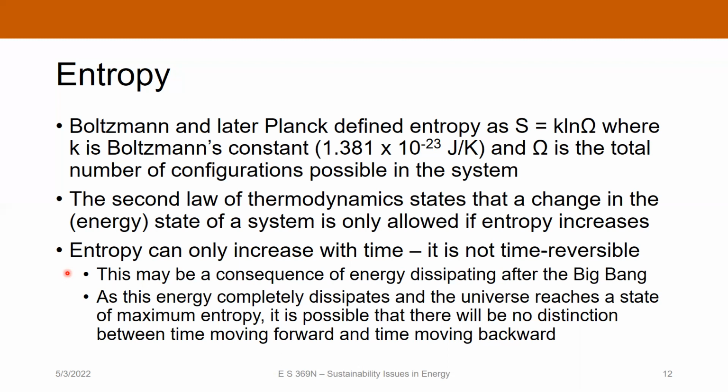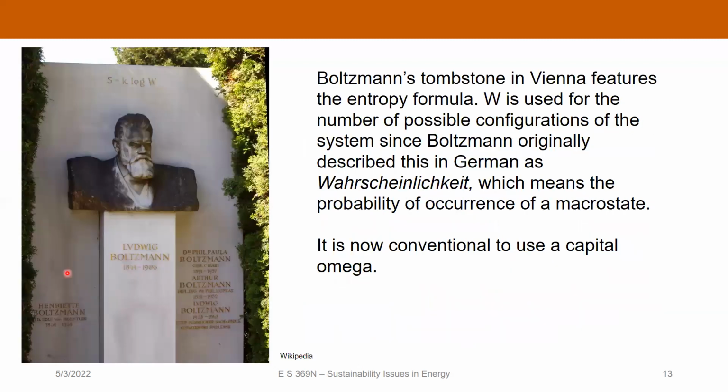And what's kind of interesting to think about is that eventually, many trillions of years from now, when energy completely dissipates, you talk about this concept of heat death, the universe will asymptotically reach a state of maximum entropy. And when this happens, it's possible that you won't be able to distinguish between time moving forward and time moving backwards, because there'll be no entropy to give you an arrow of time. So anyway, think about that when you're trying to go to sleep at night.